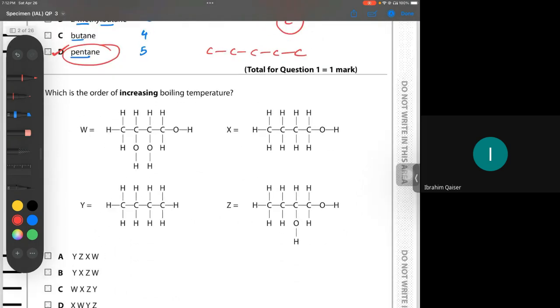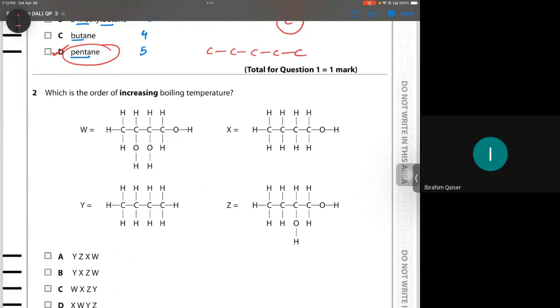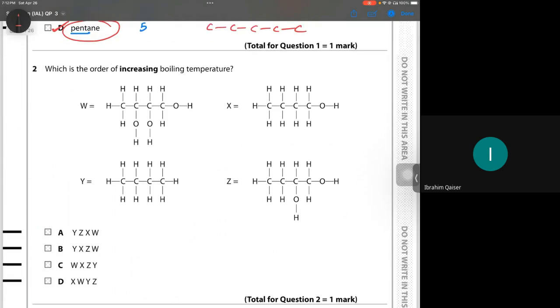Then question number 2 says, which is the order of increasing boiling temperature? So then we have to see, of course, in W, you can see OH. So it's supposed to have the highest boiling temperature. Increasing means that it starts from lowest to the highest. So the highest would be W, which means it may be A, it may be B. Okay, C and D are completely wrong options.